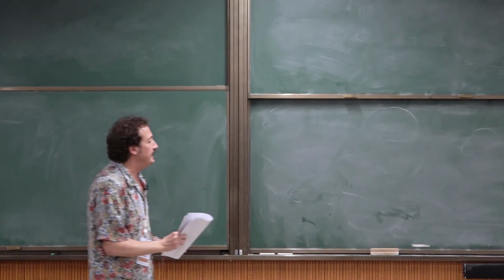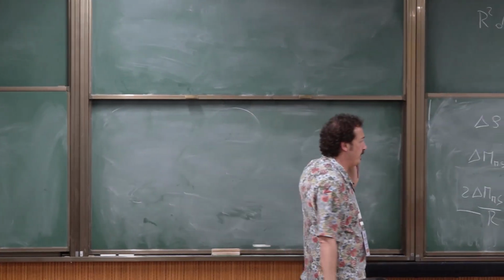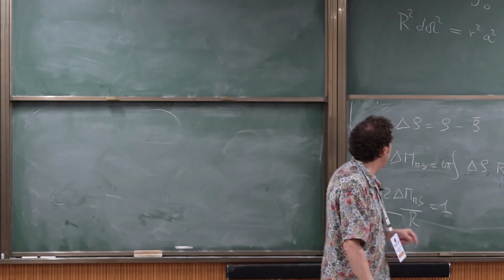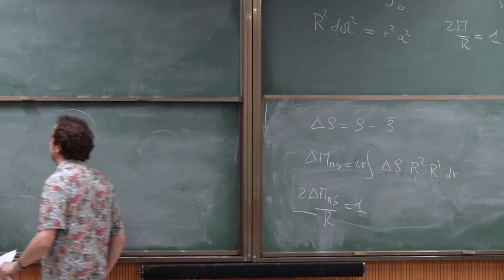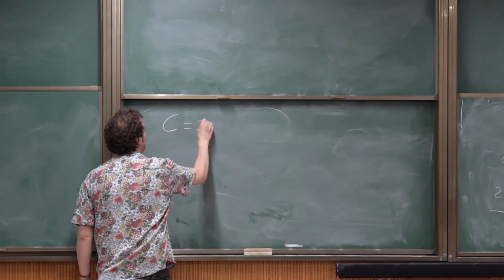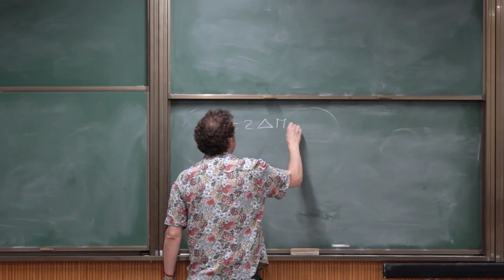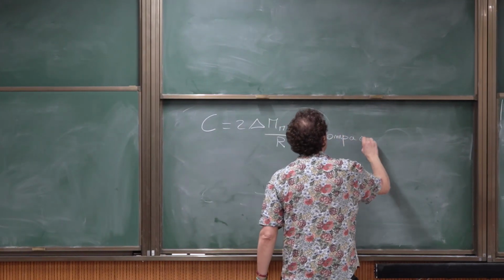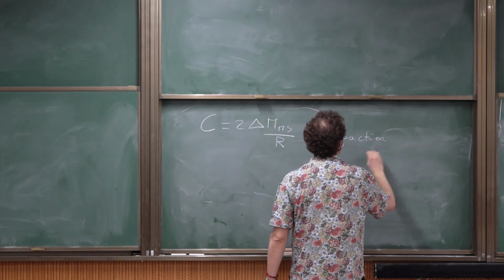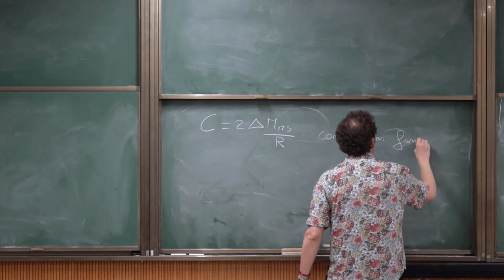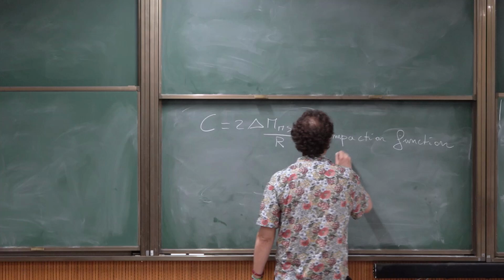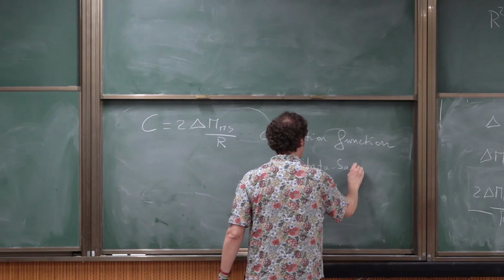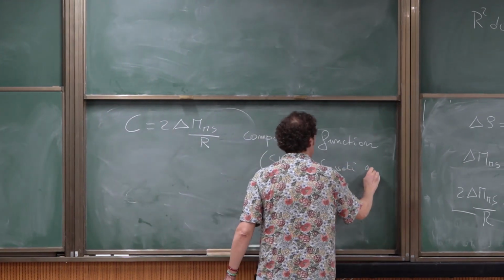So what we want to find for primordial black holes is the condition for which this function, which I can now give a name, compaction function, delta m Misner-Sharp divided by R, I call it the compaction function. This was the name given by Shibata and Sasaki in 1999.